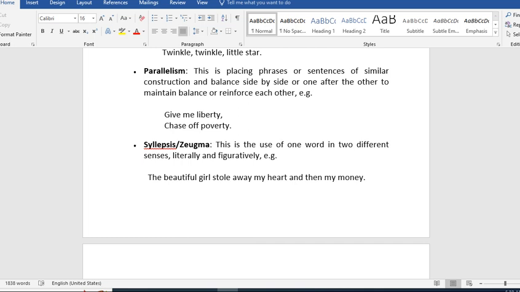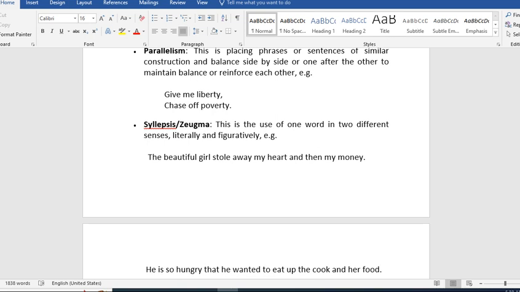We have parallelism. This is placing phrases or sentences of similar construction and balance side by side or one after the other to maintain balance or reinforce each other. Example: give me liberty, chase out poverty.